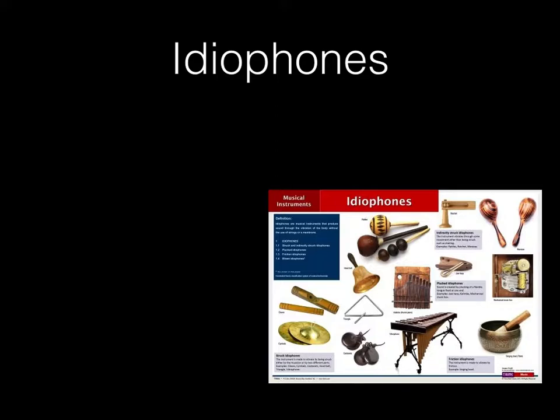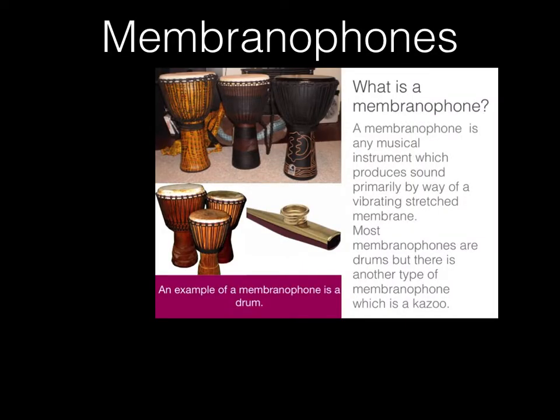Because if you think about a bell, what's making the sound? Well, it's the bell itself. If you think about what's making the sound of the maraca, it's the maraca itself. The xylophone, you hit a bar, and the bar itself is what's making the sound. All right, so we've got the idiophones that make sound by the instrument itself, the material itself, and then membranophones.